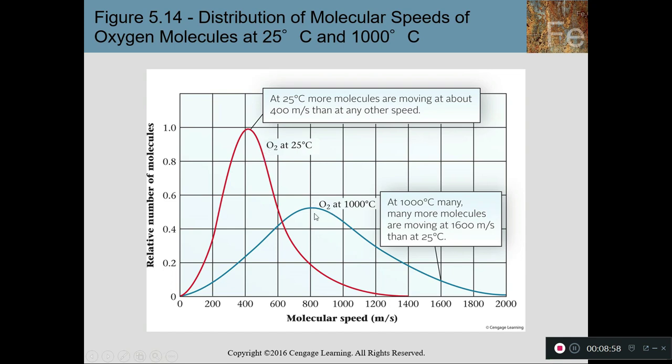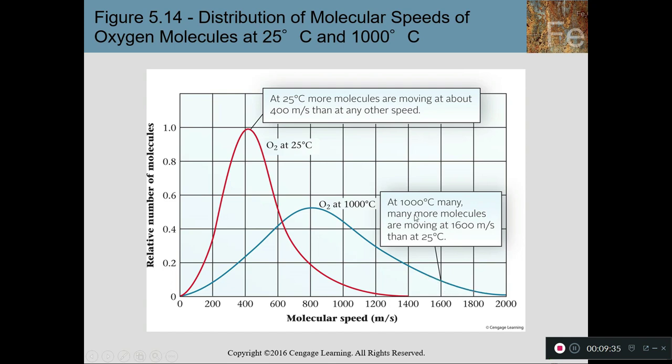Whereas if I increase the temperature to 1000 degrees Celsius, the average speed would be somewhere around, looking at this graph, 800 meters per second. So double the speed going from 25 to 1000 degrees Celsius. I have increased the temperature dramatically, so I'm also going to increase the number of molecules that are moving faster. Some of the molecules are still moving at this slow speed, but a lot more of the molecules are moving at these greater speeds way out here.